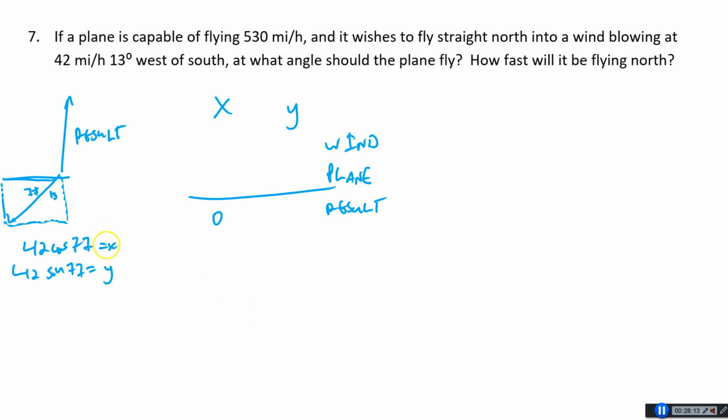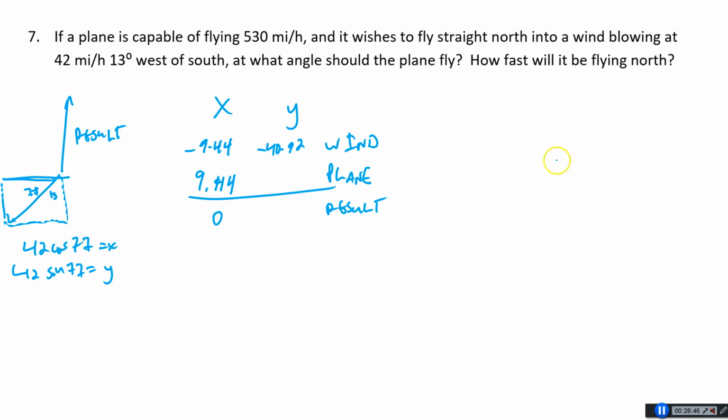So 42 cosine of 77 tells me that the wind is going left at negative 9.44. I added the negative because it's going left. And then the y should also be going down, so it should be negative. 42 sine of 77 gives me negative 40.92. So the resultant vector has to have no x component. That means the plane must be going to the right, or to the east, at 9.44. And we'll figure out how fast it's going in a second.